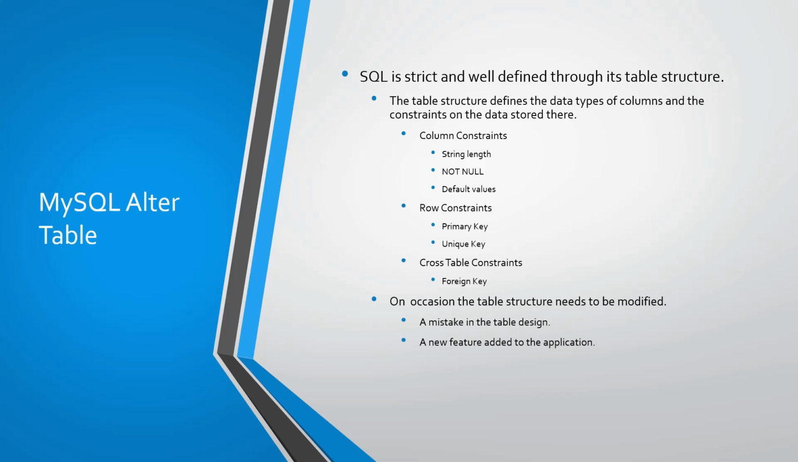There are column level constraints, such as string length, not null, default values. Essentially anything on a column past the name of the column and the data type can be considered a constraint on the data. There are column constraints, and then there are row constraints, such as the primary key or a unique key. So if a row is being inserted and it violates the primary key constraint, the entire row would be rejected. It's a rule about the data.